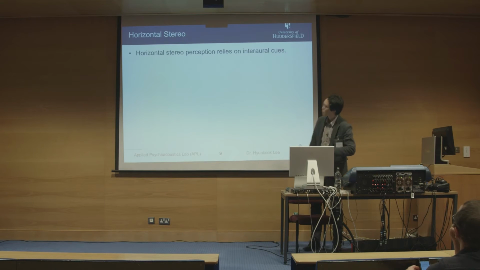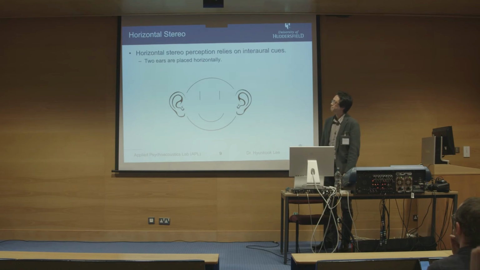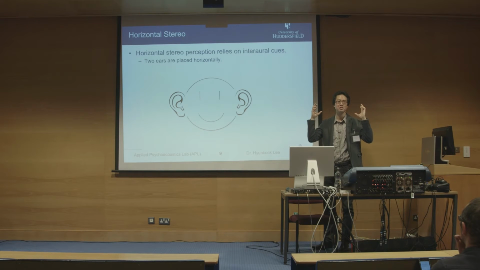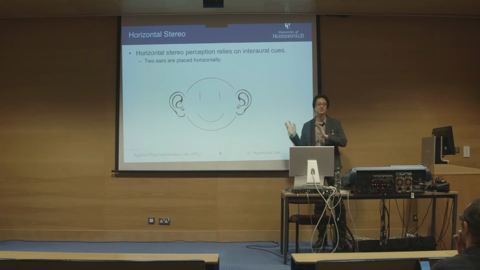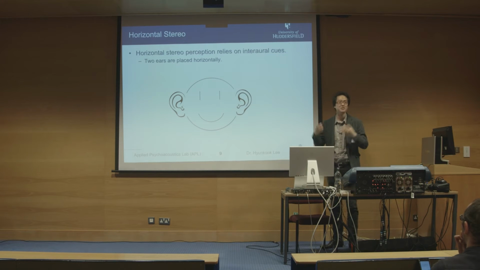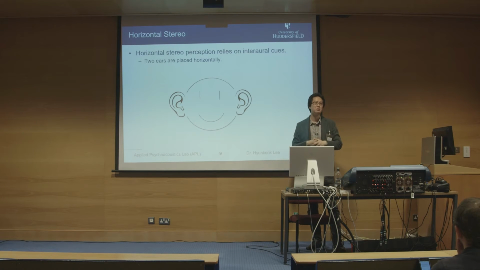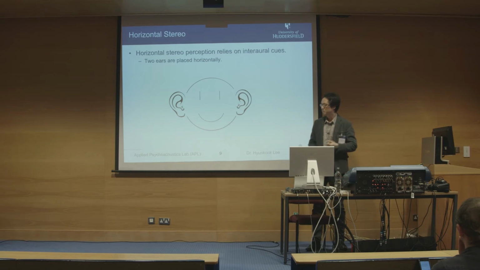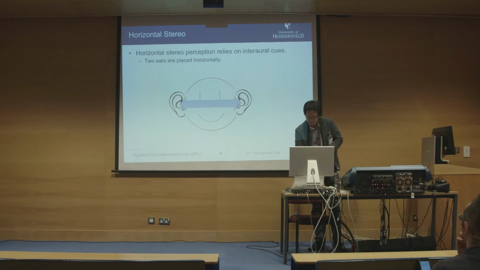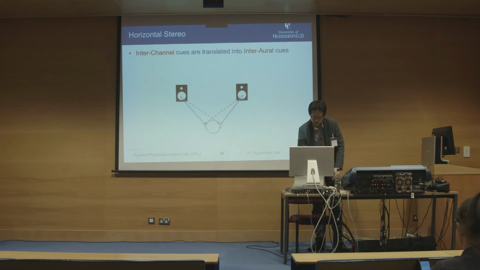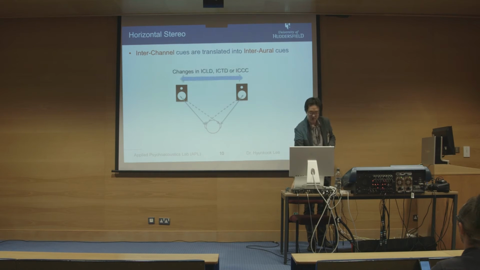So we have two ears horizontally spaced. This is basically how we perceive sound, how we perceive horizontally wide sound, and how we localize sound. Basically, everything is dependent on the interaural differences. The fact that our ears are horizontally spaced is very important. Interchannel cues created between two loudspeaker signals are translated into interaural cues between two ears.